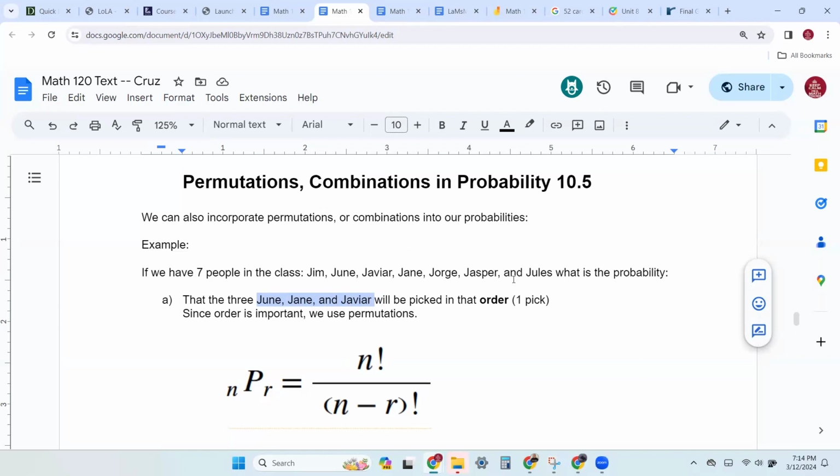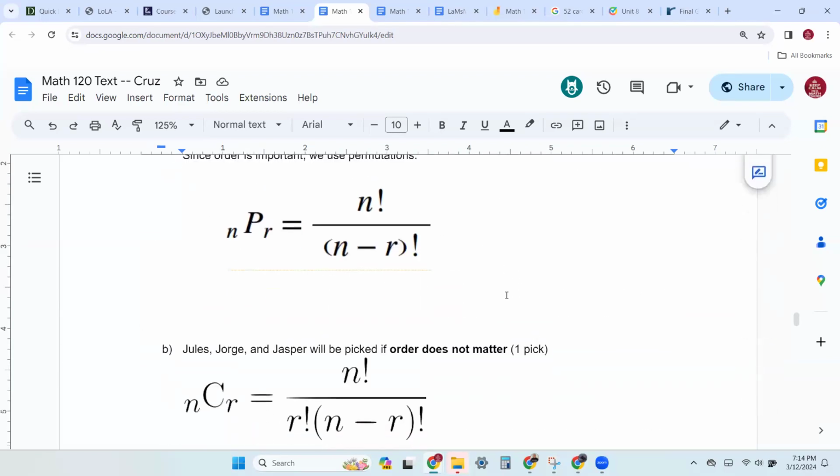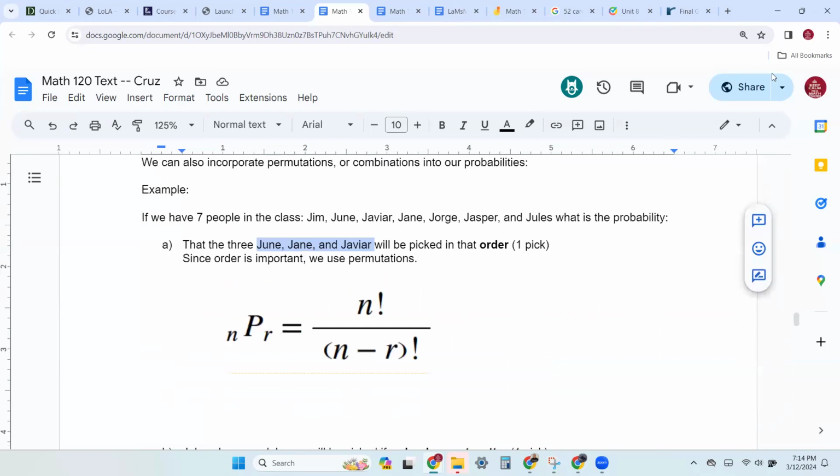All right, so what we're going to do here is we're going to write out 1 over, and we're going to use our permutations here. This is our one pick right there, and it's in the numerator. Now, the permutations are going to go in the denominator for this one, since there's only one pick. And from 7, we're going to choose 3.